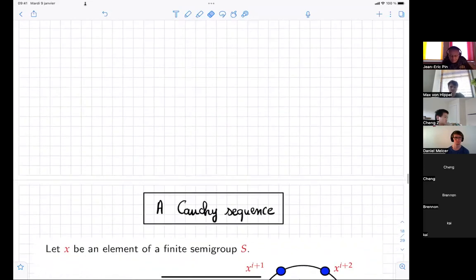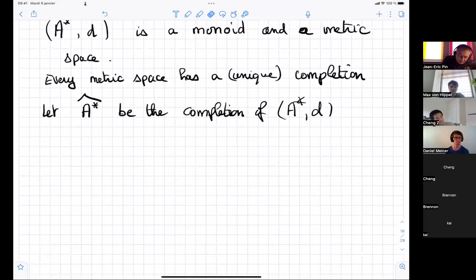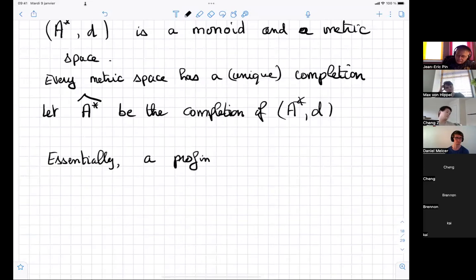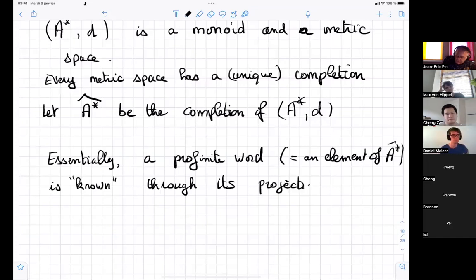Okay, so I told you I want to describe your Cauchy sequence, but one thing which would be useful to know is that essentially a profinite word, an element of this A star hat, is known through its projections onto finite monoids.